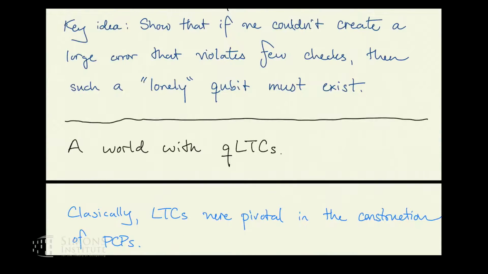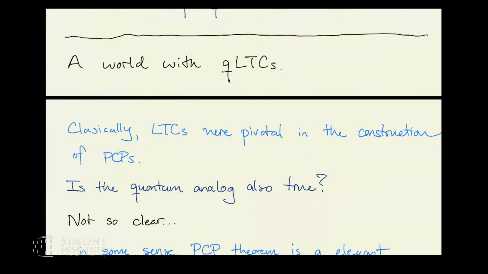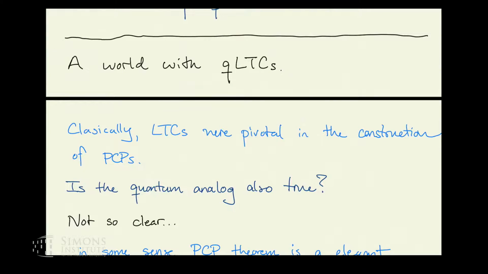So where were classical LTCs used? Well, one example is they were very pivotal in the construction of PCPs. So you could ask, is a quantum analog the case? Can you take quantum LTCs and construct PCPs directly? And it's not so clear.